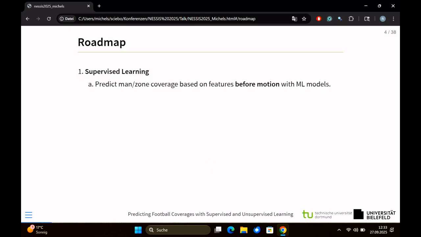Now I would like to briefly sketch the roadmap. As you probably have seen, the name of the talk is The Best of Both Worlds, Supervised and Unsupervised Learning. Let's start with supervised learning. We predict man and zone coverage based on features before motion with an ML model. We do the same with also the naive post-motion features. This is a classical classification problem, which is why I just say ML models. You can use any tree-based model, or you can also use a logistic regression model. This won't be the focus of the talk here.